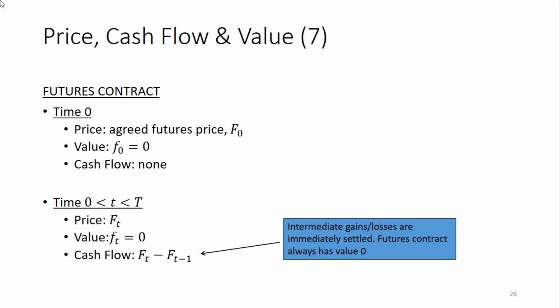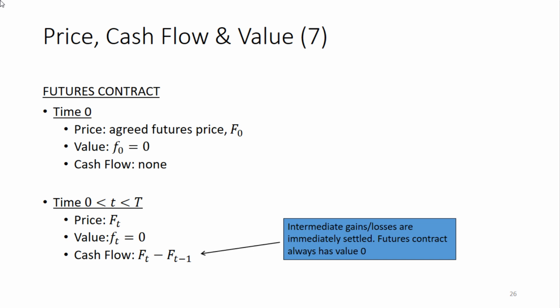Now let's look, very similar to how we did with forward contracts, at how this works with futures contracts. So with futures contracts, I'm also going to look again at these 3 elements: the price of the futures contract, the cash flow of the futures contract, and the value of the futures contract. And again, there is an important difference between the price of a futures contract and the value of the futures contract, as we will see.